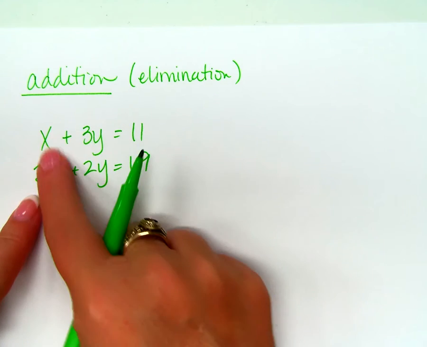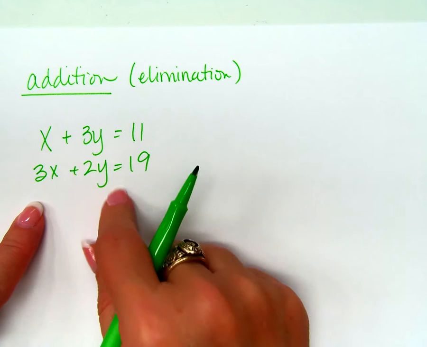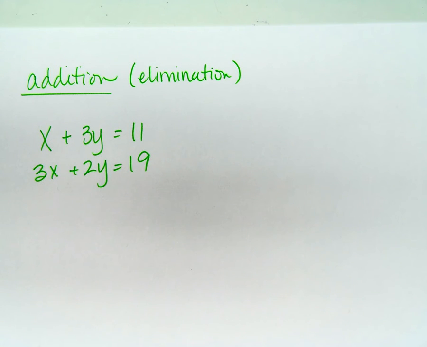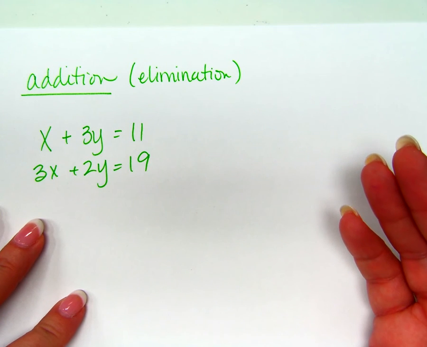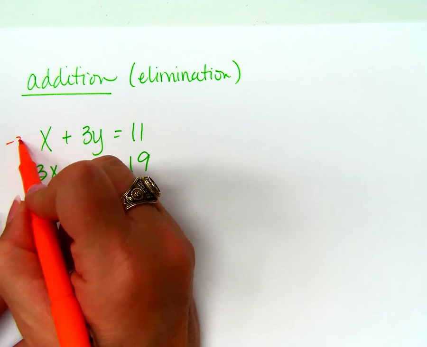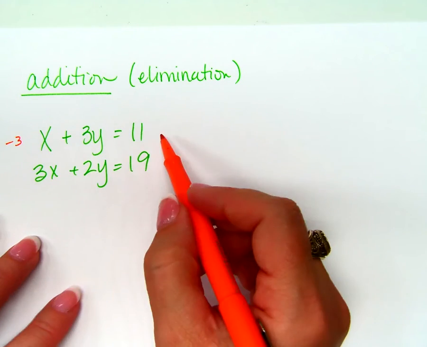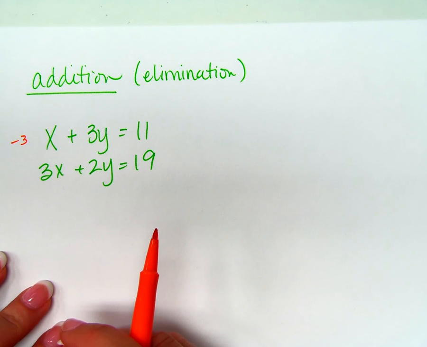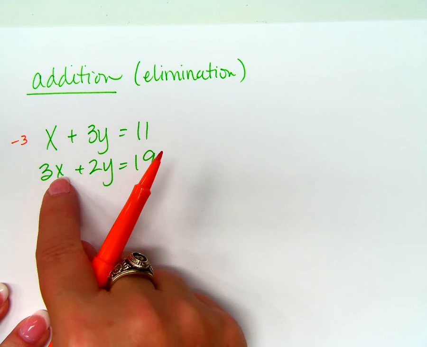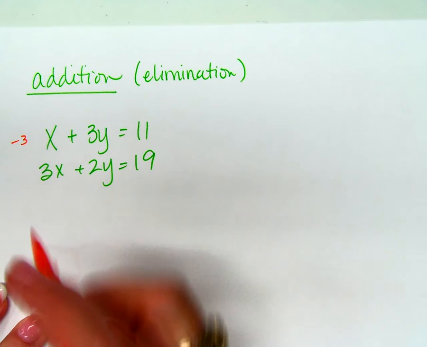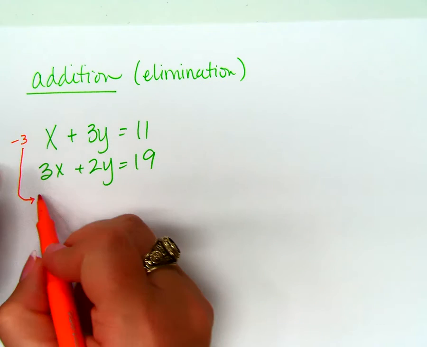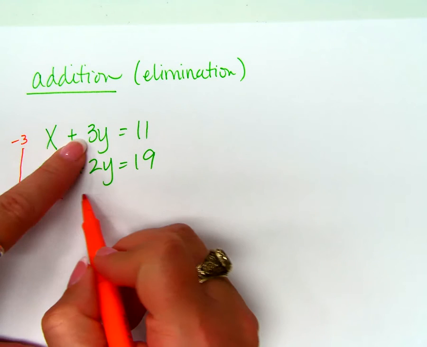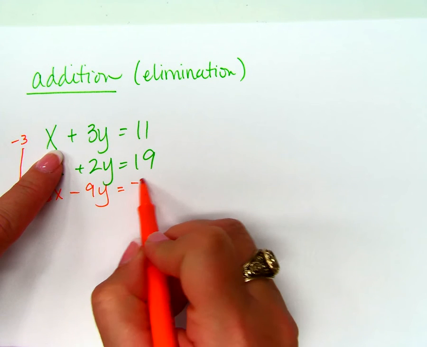Okay? Which one would be easier to make opposites? The x's or the y's? So you think the y's. First question is, does it matter? No. Okay? We could solve it by eliminating the x's or the y's. Somebody said x's, so that's what I'm going to do first. So what if I multiply the whole top equation by a negative 3? Would that help? Because that would give me a positive 3x and a negative 3x, right? I'm going to multiply it by negative 3 and I'm going to write it below it. Are you okay with that? So I get negative 3x minus 9y equals negative 33.